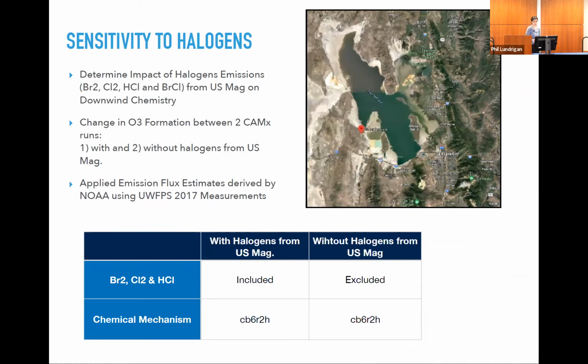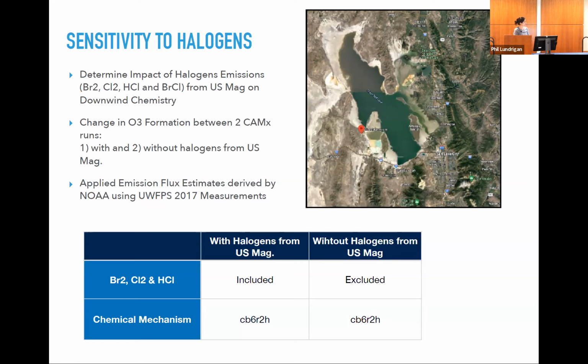We then shifted focus to look at the impact of halogens on ozone formation in the valley. NOAA did an analysis of the 2017 aircraft measurements that clearly showed significant halogen emissions from US Magnesium, which is an industrial source on the west side of the Great Salt Lake.